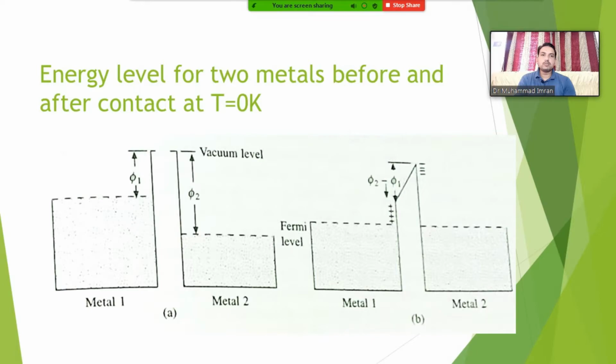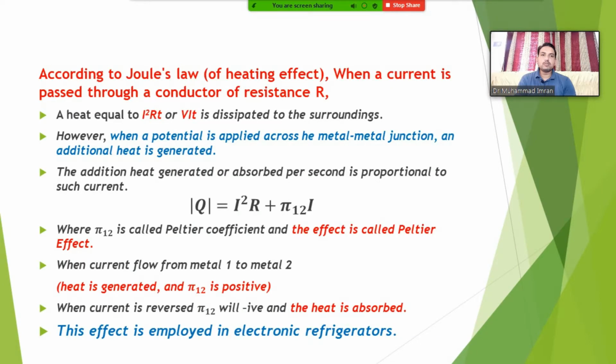This gives rise to a potential energy variance, which is equal to the difference of their work functions. Okay, so there are some other characteristics of a metal-metal junction.